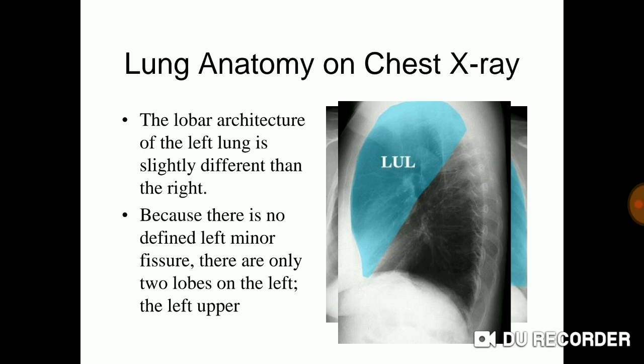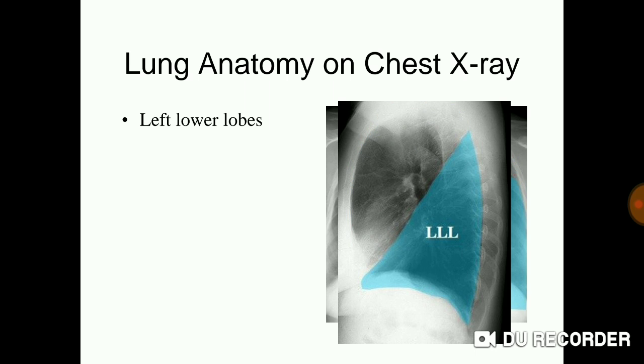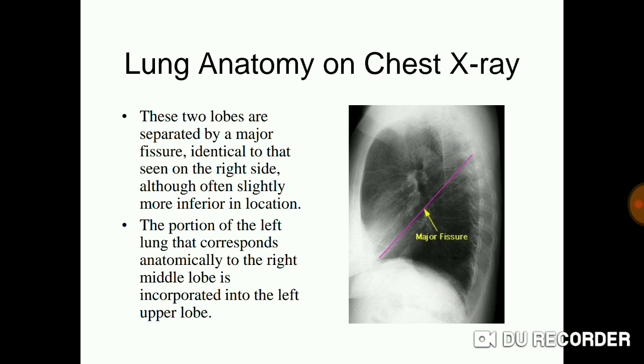The lobar architecture of the left lung is slightly different than the right. Because there is no defined minor fissure, there are only two lobes on the left, the left upper and left lower lobes. These two lobes are separated by a major fissure identical to that seen on the right side, although often slightly more inferior in location. The portion of the left lung that corresponds anatomically to the right middle lobe is incorporated into the left upper lobe.